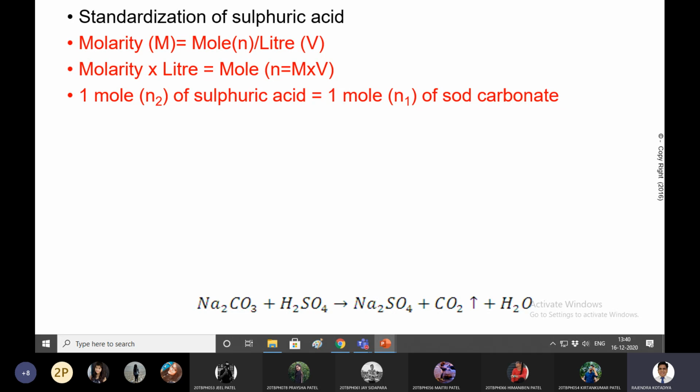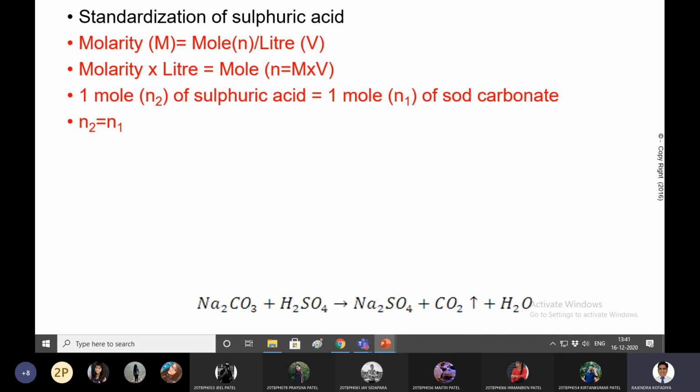Now we will represent moles by n2, because 2 stands for the secondary standard solution, so it is n2. For the primary standard it is n1. So ultimately n2 is equal to n1. Does anyone have any doubt up to here, up to n2 is equal to n1? No, sir. Okay, that seems to be fine.